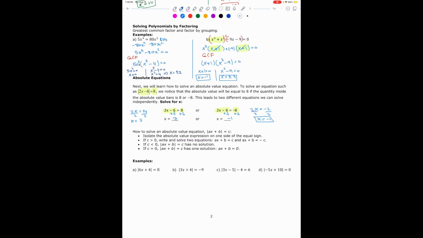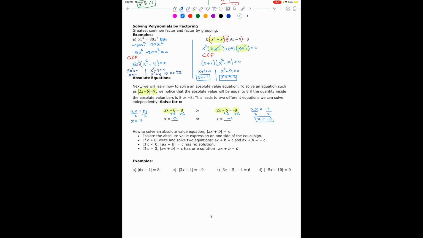Let's try it. If you remove x and plug in 7, we get 2 times 7, 14, minus 6 is 8. The absolute value of 8 is 8, so that is correct. If we plug in -1, we get 2 times -1 is -2, minus 6 is -8. The absolute value of -8 is +8, which is correct.